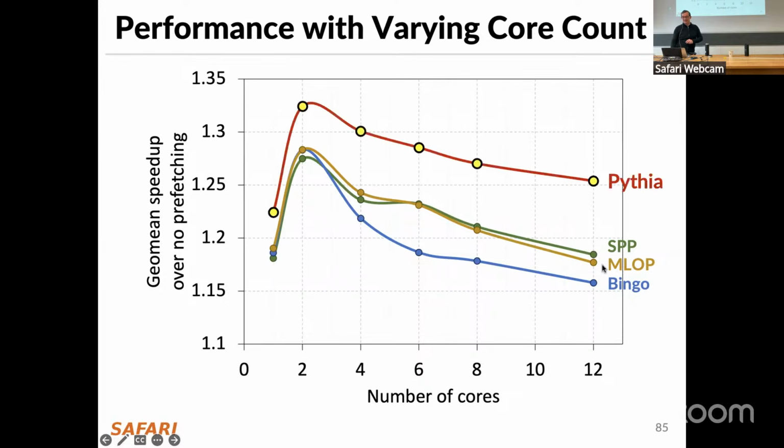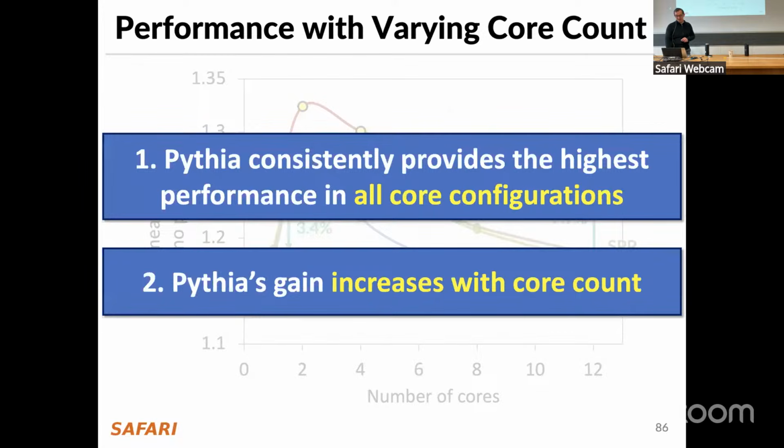So Pythia improves performance under all configurations. And even with many cores, you can get significant performance improvements. So these are the exact numbers, but you can read the paper for more detail. Okay, and its gain increases with core count compared to prior best prefetchers.